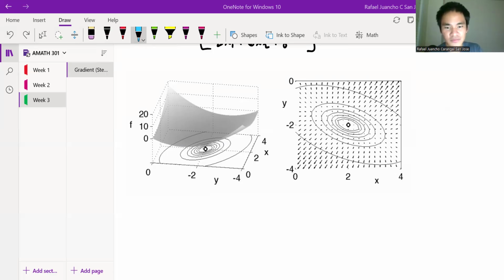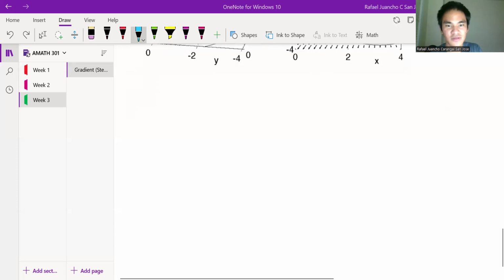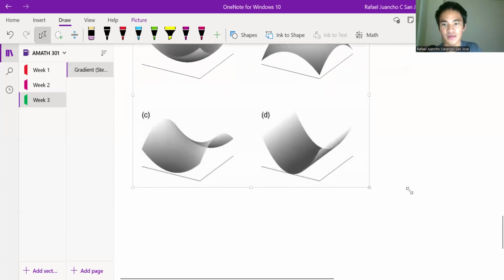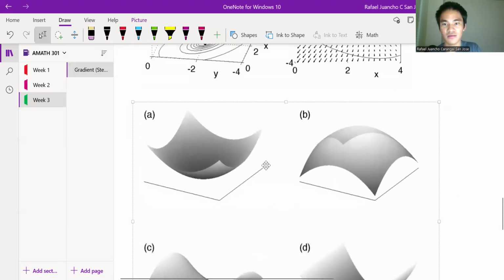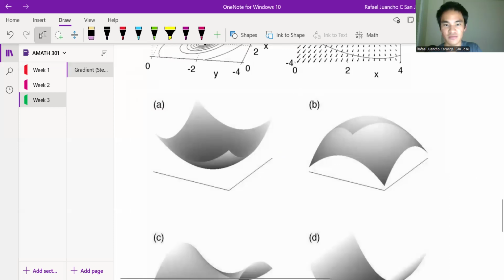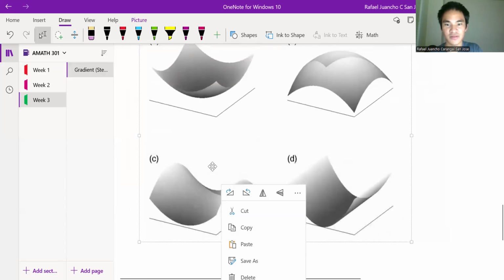There was another figure here, figure two. I'm also going to show figure two. There's another thing I have to show here. Let me zoom out a bit.